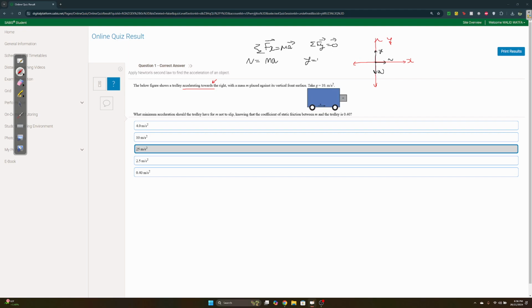So f is going to be equal to w. What's f? F is equal to mu times N, right? So w is equal to mg. Let's continue solving. So 0.4 N is going to be equal to m times 10, because g is 10 and mu is 0.4, right? We know N is equal to ma. So 0.4 ma is going to be equal to 10m. You can cancel m with m, and you're going to get a equal to, taking 0.4 to the other side, 25 meters per second squared.